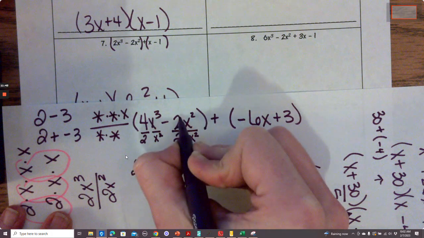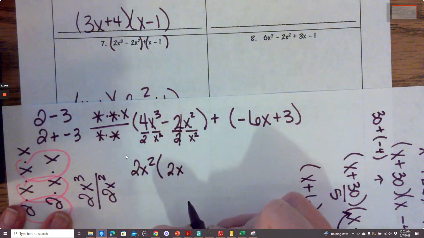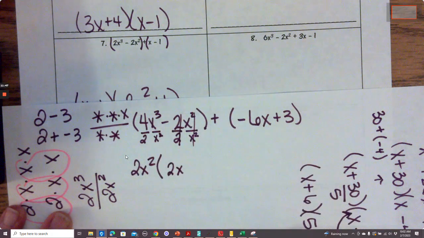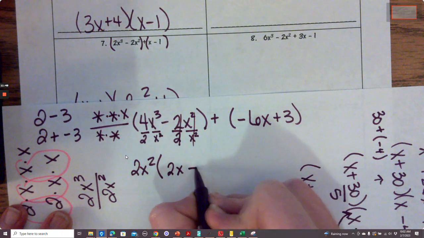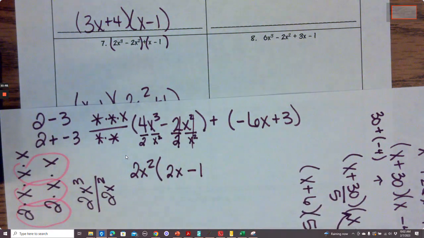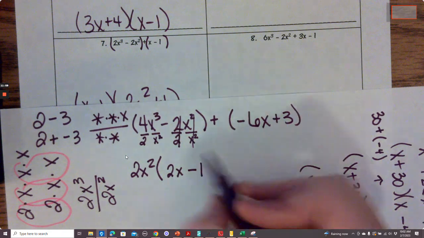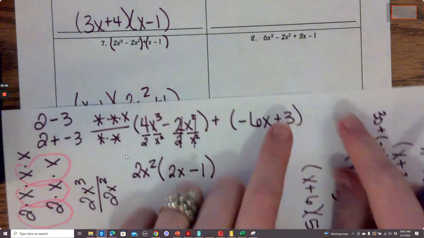And then in this case, these 2's cancel out. These x squareds cancel out. So I just write that as a 1. If everything cancels out, you write it as a 1. You need a placeholder there. It doesn't just vanish. It doesn't become a 0. All right?